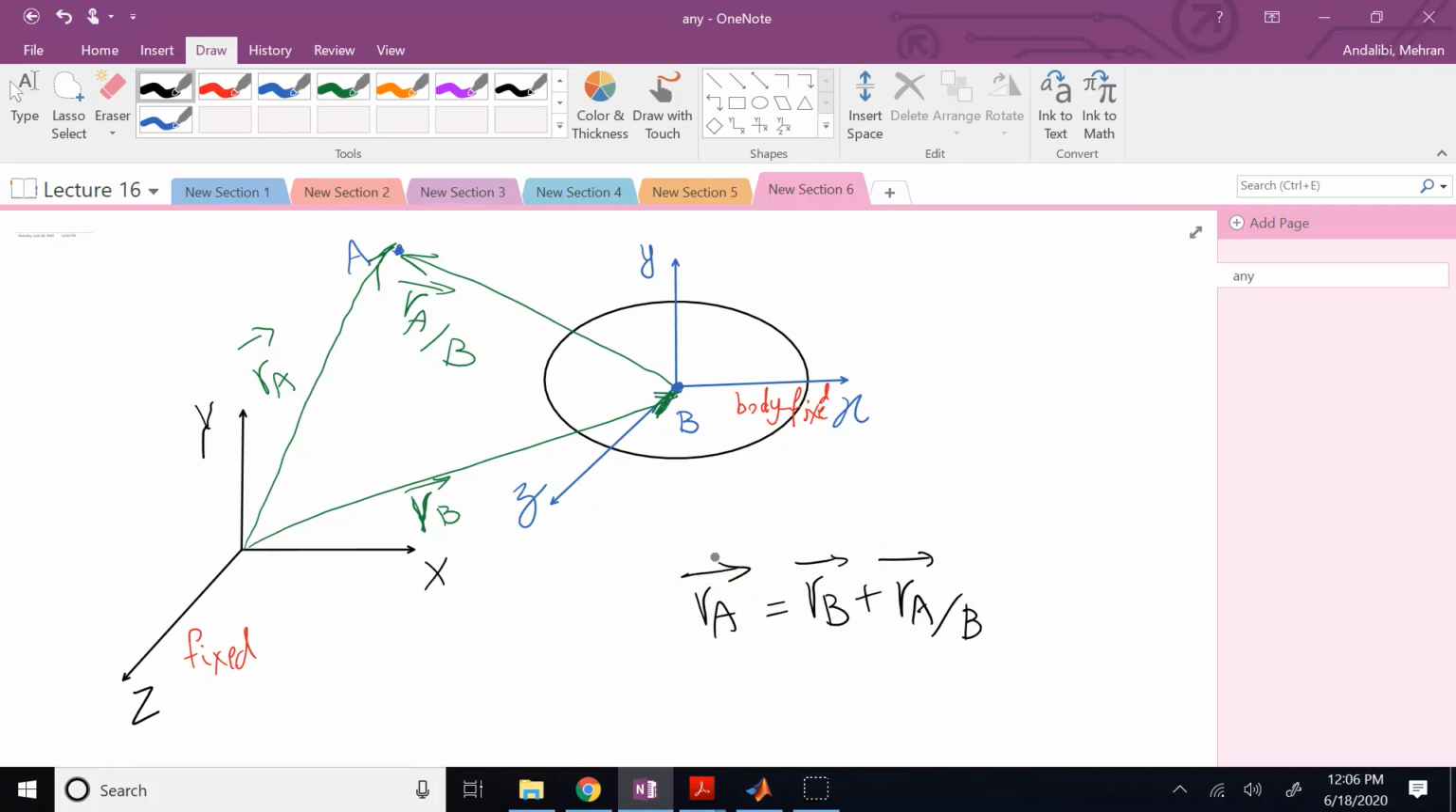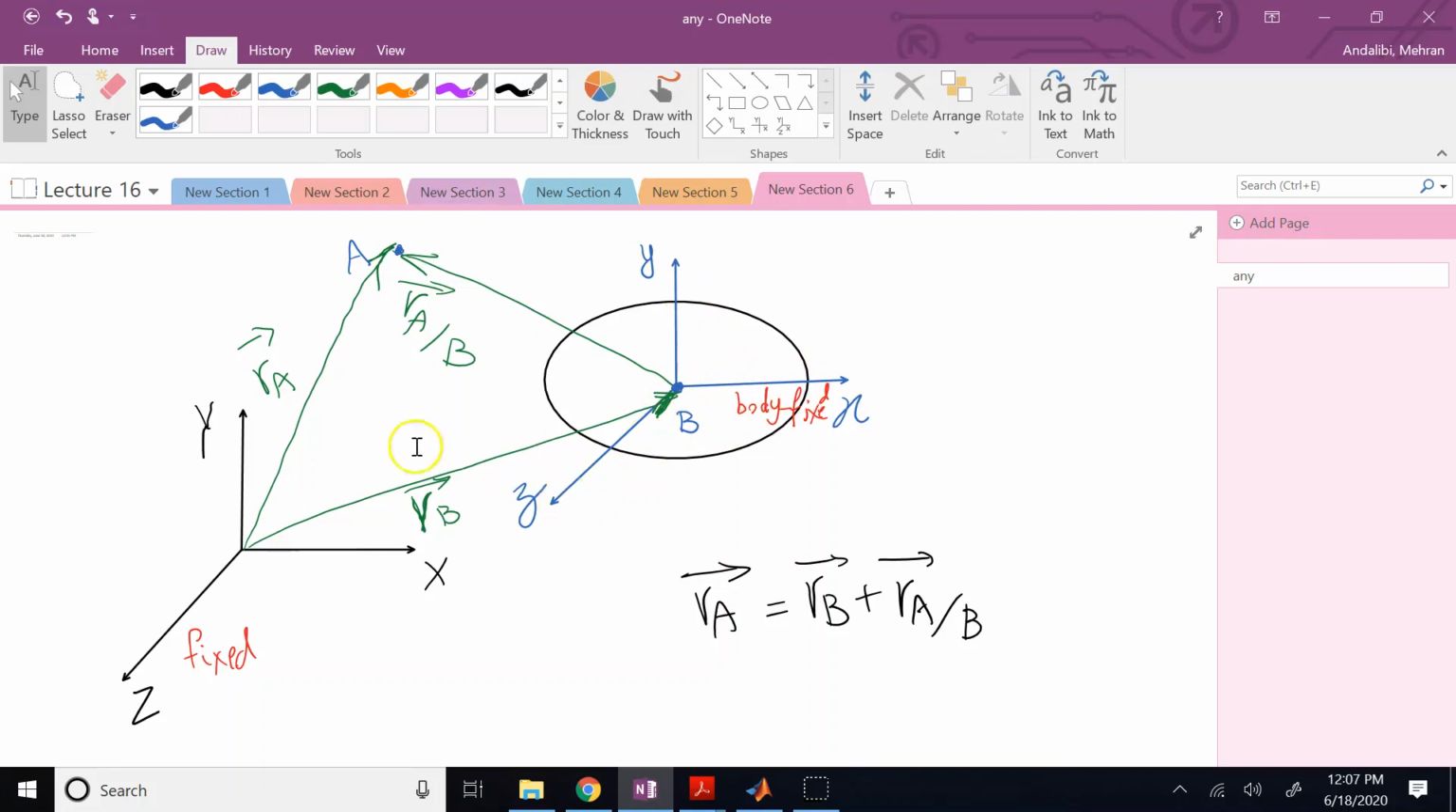Now, you might wonder, R of A is meaningful. That's the position of A measured in the fixed frame. R of B is the position of one point of the rigid body measured in the fixed frame. Fine. What is R of A with respect to B? What's the meaning of that? That is the position of the desired point A, the free point A, as seen from what? From the moving frame, from this moving frame small x, y, z.